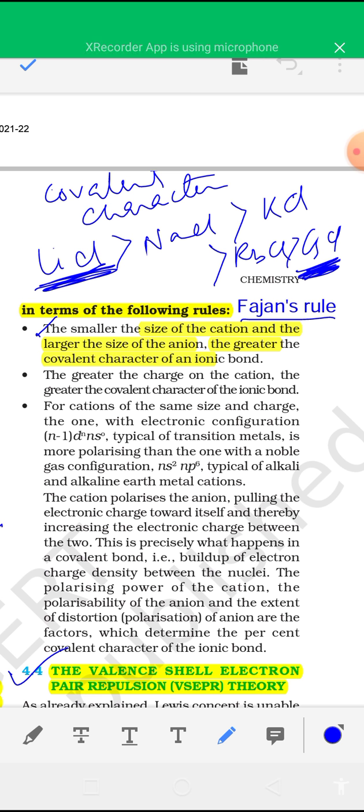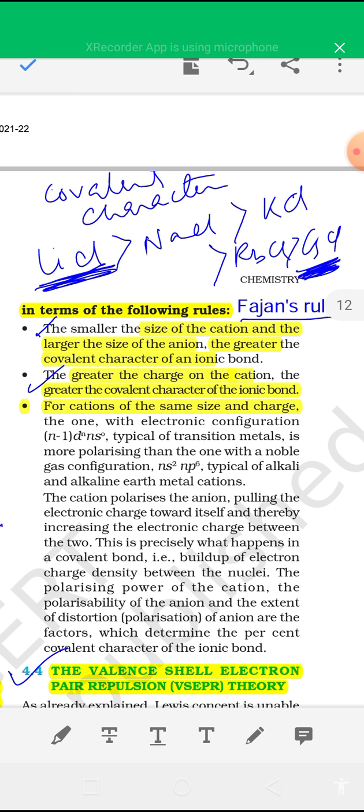And the second point: the greater the charge on the cation, the greater is the covalent character of the ionic bond. This was the most important point of Fajans rule. The smaller the size of the cation and the larger the size of the anion, the more is the covalent character in the ionic bond, and the greater the charge on the cation, the greater the covalent character of the ionic bond.